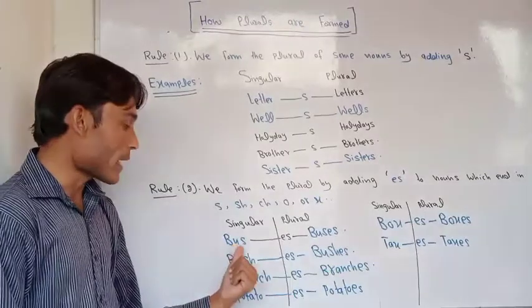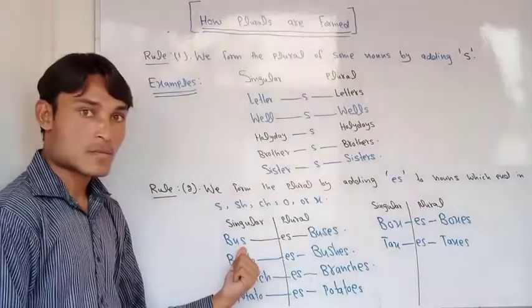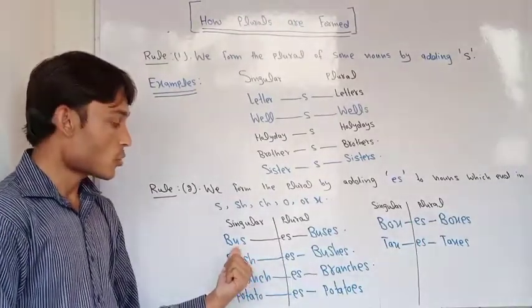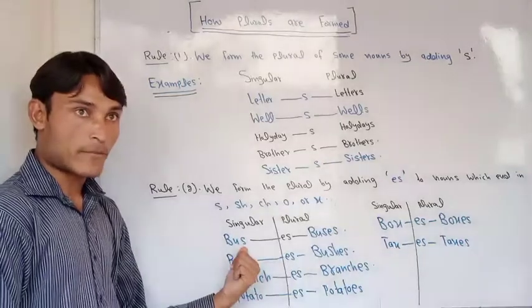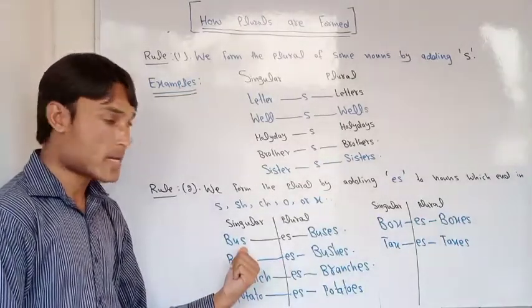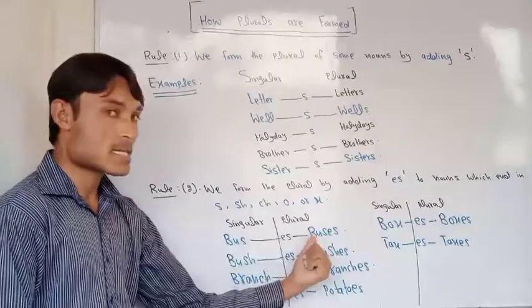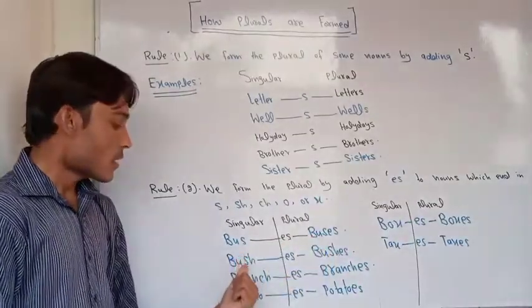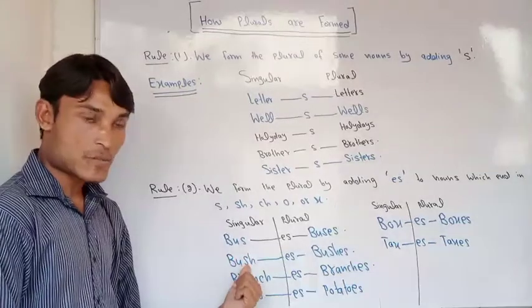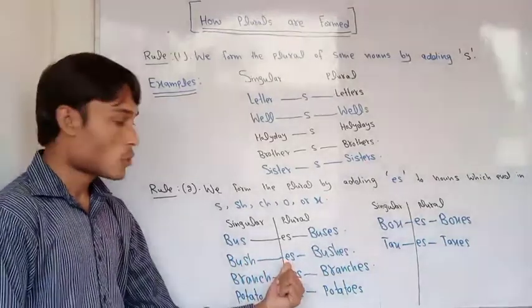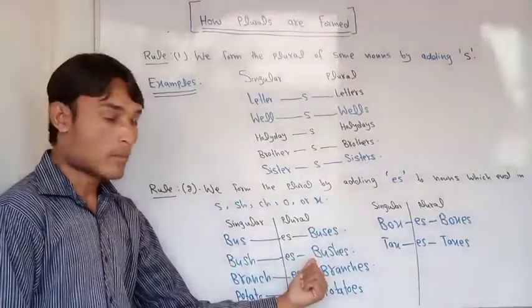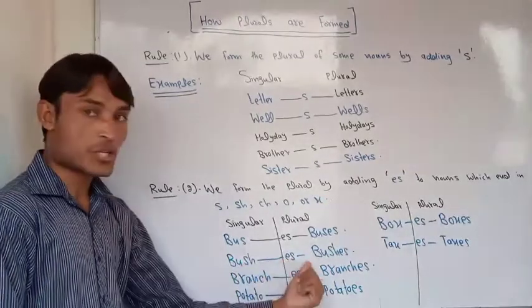The first word is which ends in s, bus. So if the end of a singular noun we have s, we convert to plural by adding es, like buses. Next one is if a noun ends in sh, we mostly add es to convert to plural form. Like I say bush, bushes.